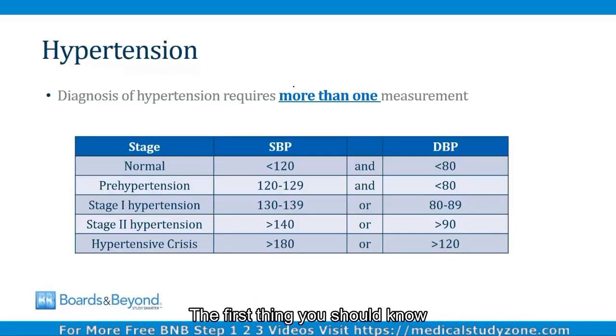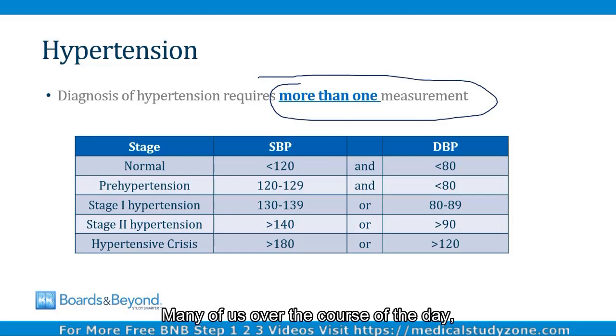The first thing you should know is that to make a diagnosis of hypertension, you need more than one measurement. Many of us over the course of the day will have a transiently elevated blood pressure at one point of time or another. So before you diagnose and begin treatment in a patient with hypertension, you want to have two separate measurements to confirm that the patient truly has chronically elevated blood pressure.